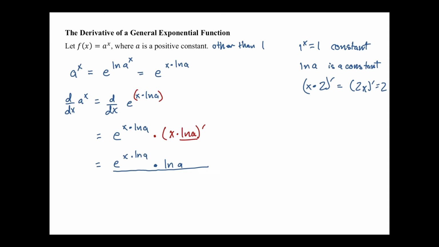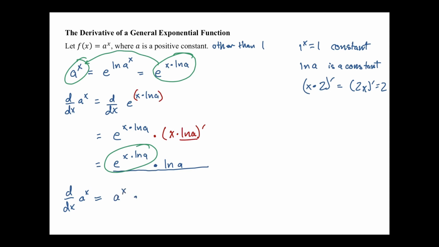This right here, e to the x ln of a, is what we have here, which is the same thing as a to the x. So the derivative of a to the x with respect to x is just going to be a to the x, but instead of nothing there like e to the x, you have ln of a. So this right here is our general derivative for the exponential function.